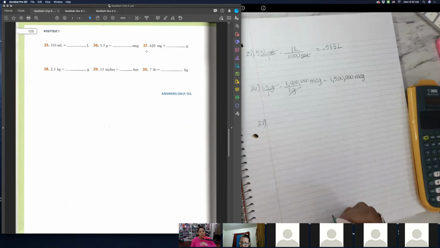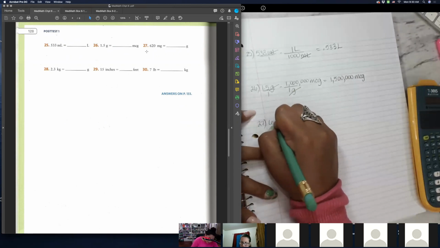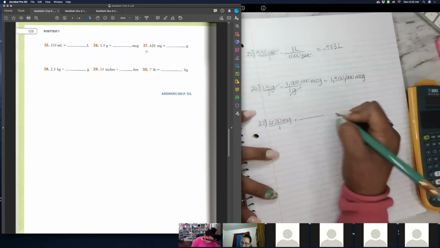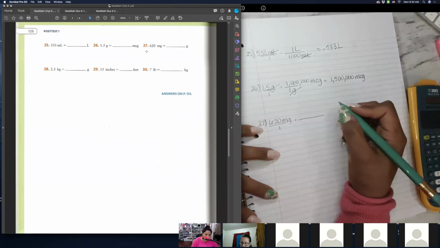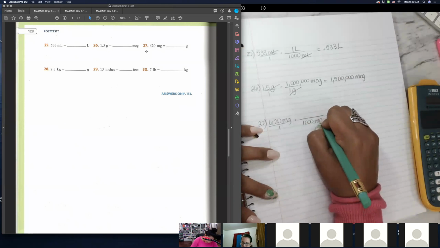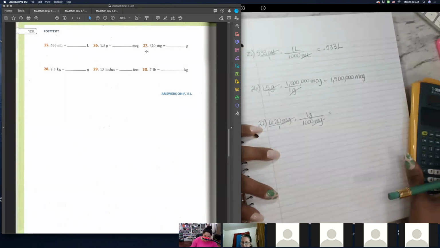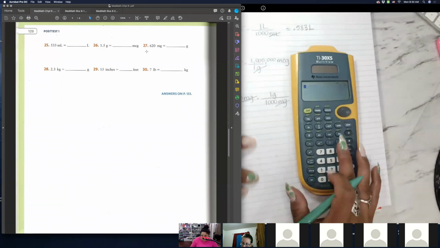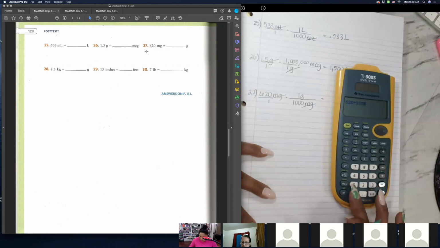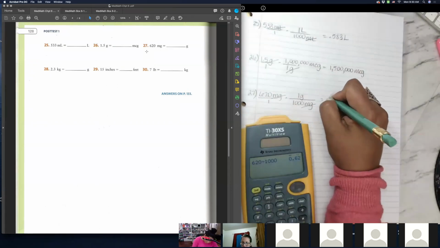27 is going to be 620 milligrams. We're going to convert that to grams. So there are 1,000 milligrams in 1 gram. Our units are going to cancel. And then you can just plug that into your calculator. 620 divided by 1,000. And it's going to give you 0.62 grams.